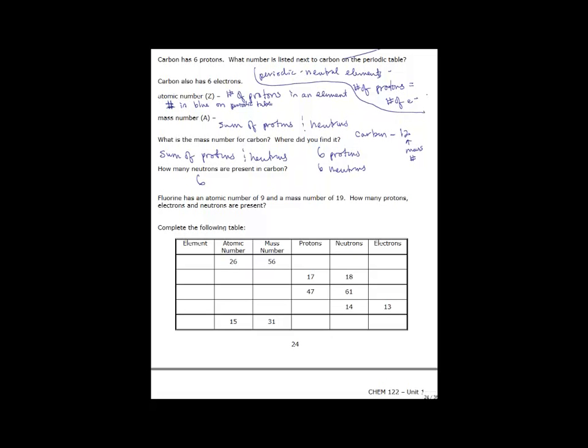So the question asks, how many protons, electrons, and neutrons are present? Well, the atomic number tells us the number of protons. It also gives us the number of electrons. So we have 9 protons, 9 electrons. How would we figure out the number of neutrons? Number of neutrons is equal to the mass number minus the atomic number. So 19 minus 9 gives you 10 neutrons.